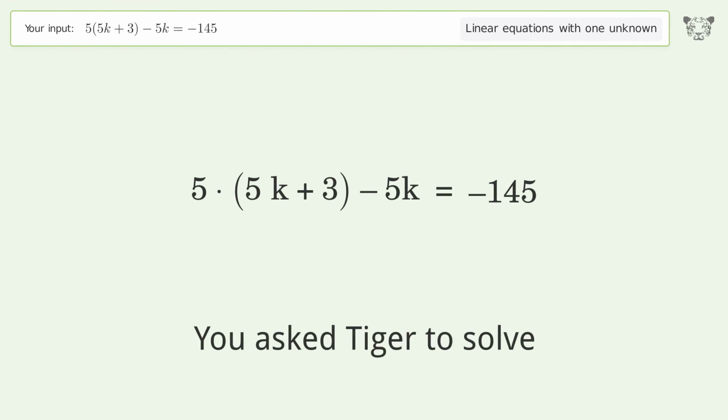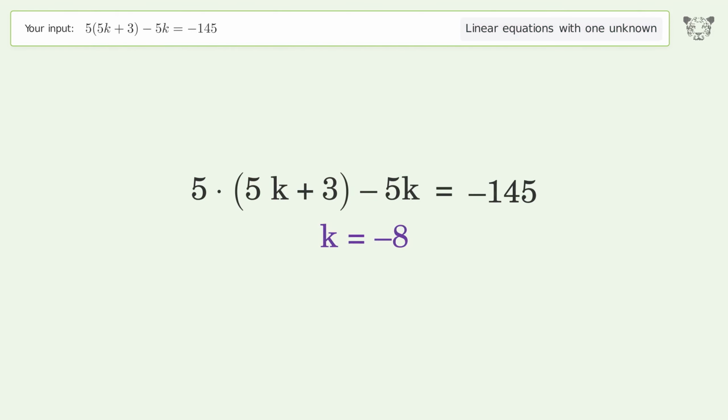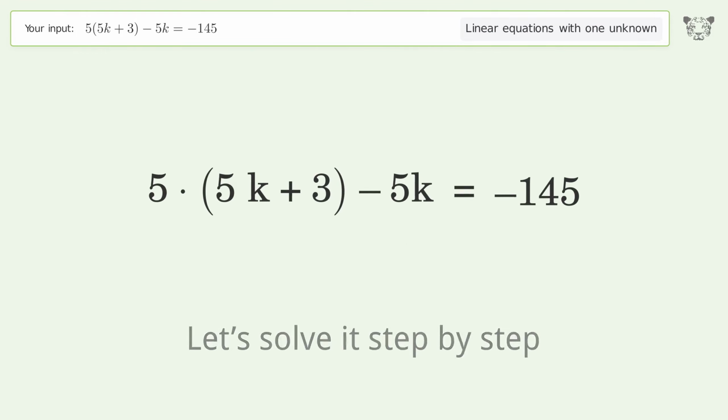You ask Tiger to solve. This deals with linear equations with one unknown. The final result is k equals -8. Let's solve it step by step.